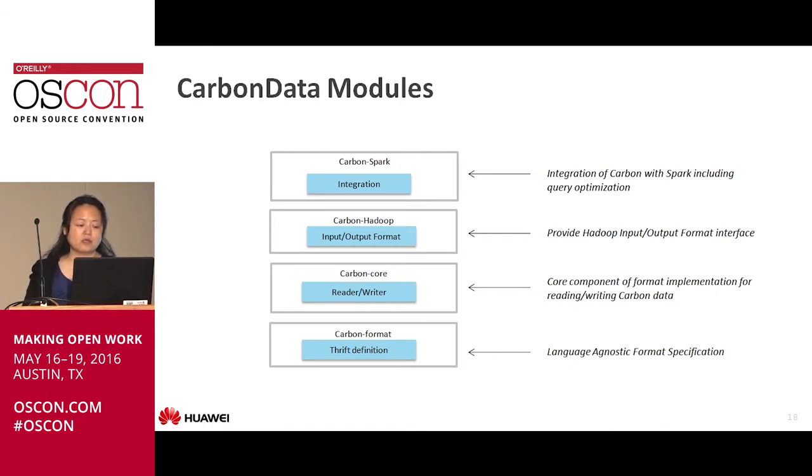Currently, we have two modules built on top of it. One is Carbon Hadoop. This is the Hadoop integration, which provides a Hadoop input and output format. We also have a Carbon Spark module. This is the integration of Carbon with Spark, and also includes some query optimization we have done to leverage our format. In the next couple of slides, I'm going to focus on the Carbon Spark integration, but the same logic can be integrated in any other processing engine or framework.